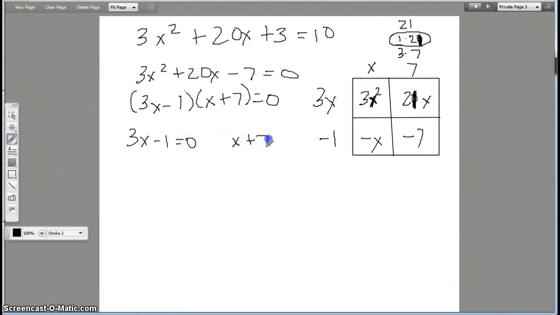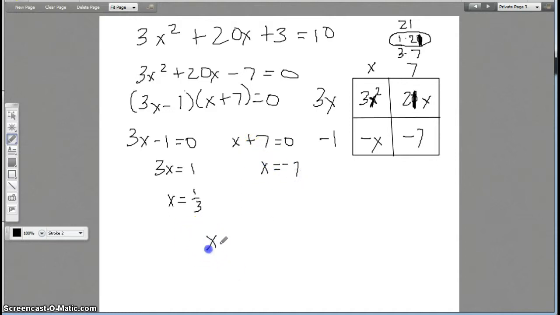And we're going to say x plus 7 equals 0. So now we solve each of these equations for x. For this equation on the left, if we add 1 to both sides, we get 3x equals 1. If we divide both sides by 3, we get x equals 1/3. The equation on the right, if we subtract 7 from both sides, we get x equals -7.